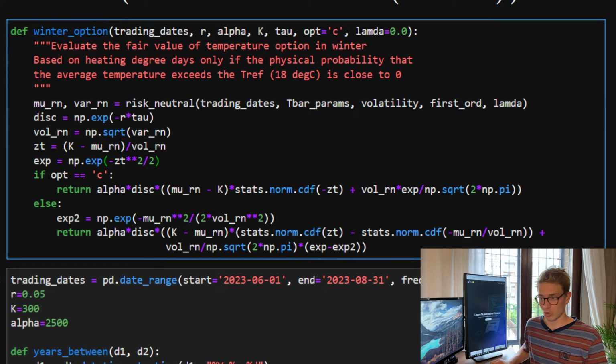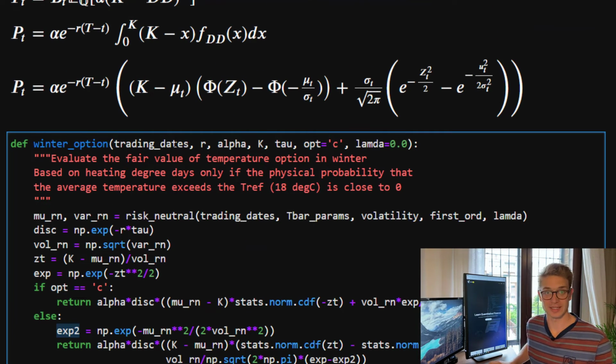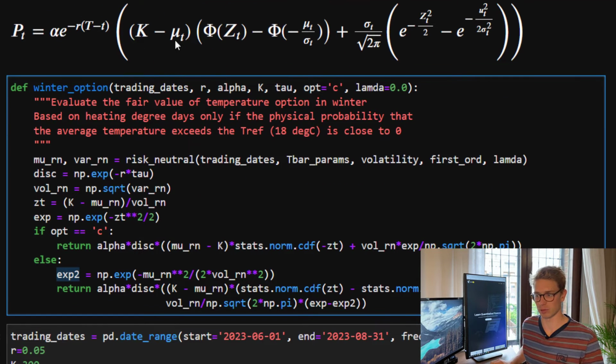So for the call, all I need to do is go alpha times the discount rate times, all in brackets, these terms here: mu minus k times CDF of minus zt, plus the volatility times that exponent we calculated before divided by the square root of 2 pi. Now, if it's not a call, then it's a put, and we need the second exponential here. So if I've got the second exponential, I can calculate the put in a very similar way. So applying the formula, you get this term here, and I want to return that.